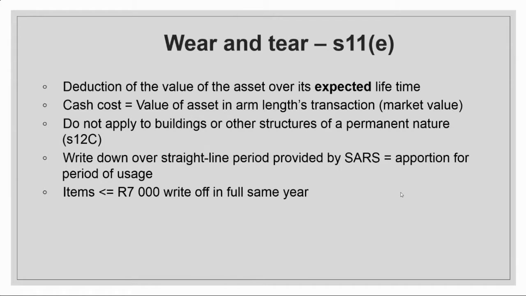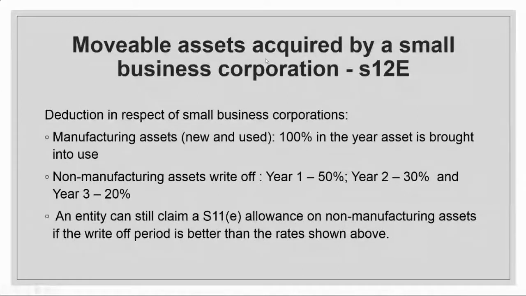What is also important to note, if the amount is less than 7,000, you are allowed to write off the full asset value, that amount, within the same year that you've acquired it. You do not have to write it off over the number of expected lifetime. Okay, so that is something important to note in case they ask it.